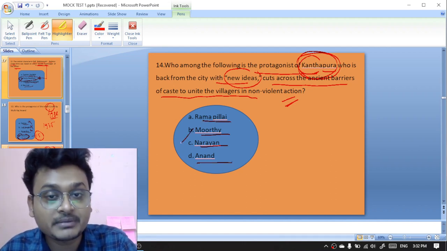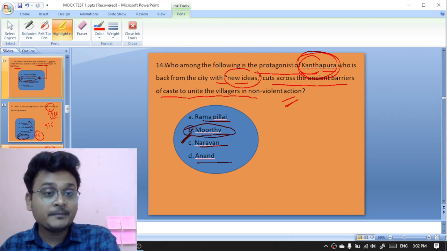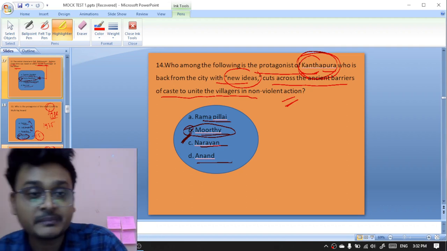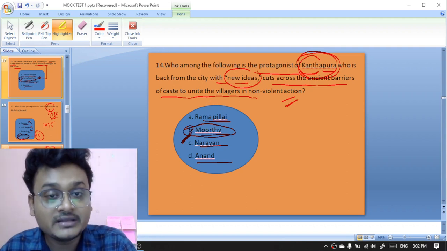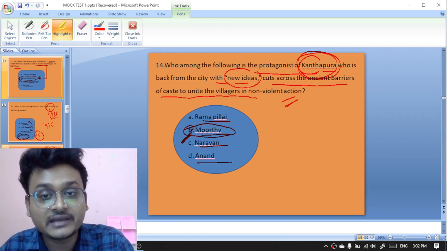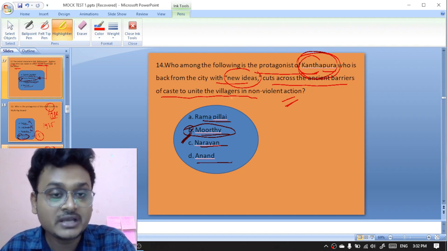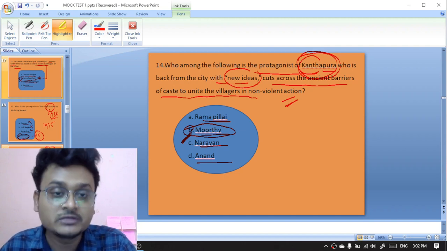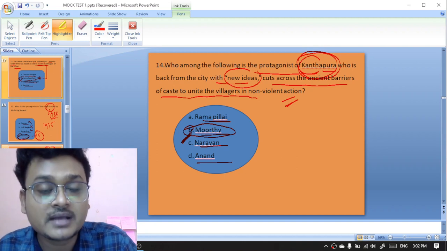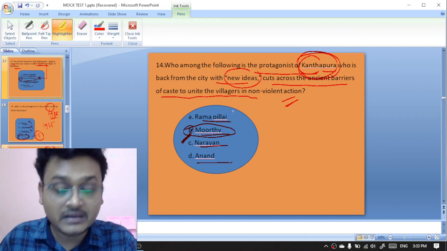So here, Murthy is the protagonist of Kanthapura, written by Raja Rao. Murthy, who was back from the city after taking education with new ideas, is now cutting across the ancient barriers of caste to unite the village. He was also influenced by the non-violent action of Mahatma Gandhi. So here Murthy is the right option.